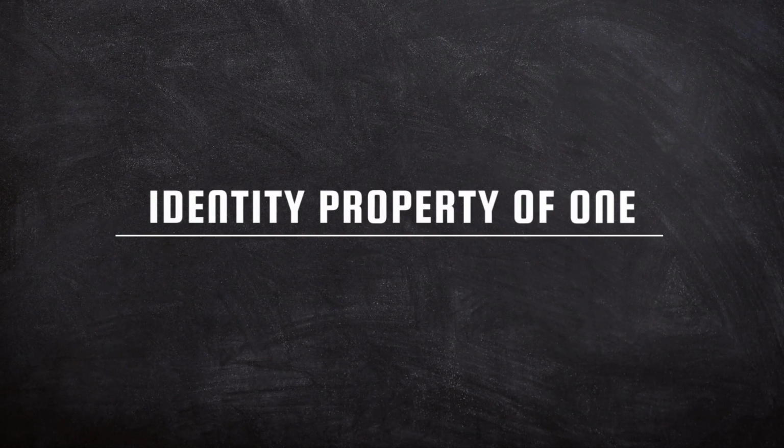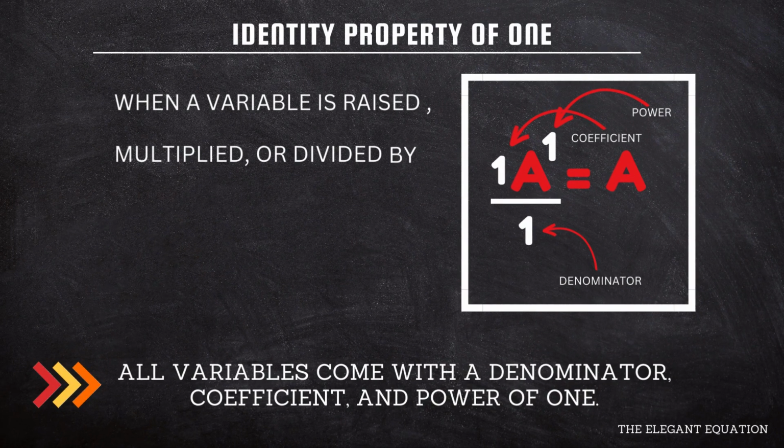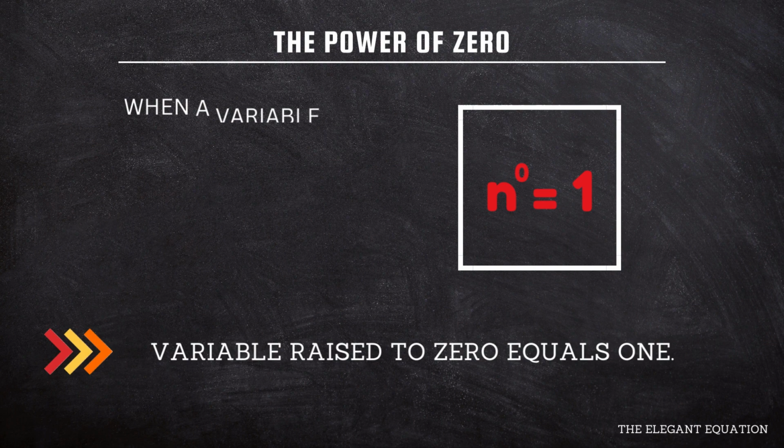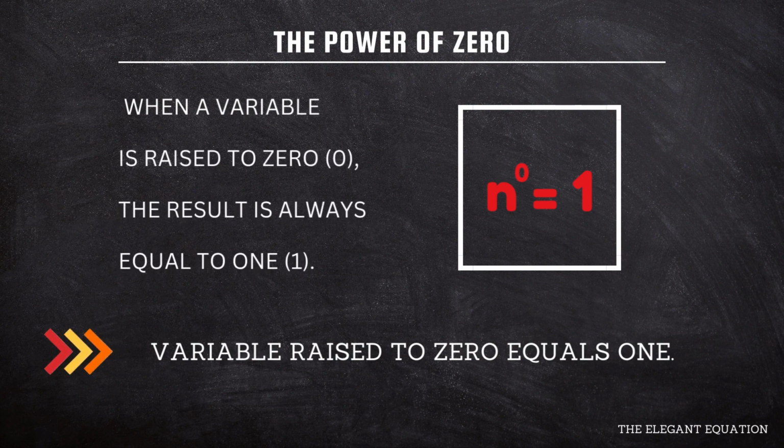The next identity property is the identity property of 1. The identity property of 1 means that when a variable is raised, multiplied, or divided by 1, the result is always the same variable. Take note in our illustration, the number 1 beside the variable a is called the coefficient, the number under the letter a is called the denominator, and the number on the top corner of the variable a is called the power. All variables come with a denominator, coefficient, and power of 1. Meanwhile, the identity property of 0 means that when a variable is raised to 0, the result is always equal to 1. Thus, any variables or numbers, when raised to 0, are always equal to 1.